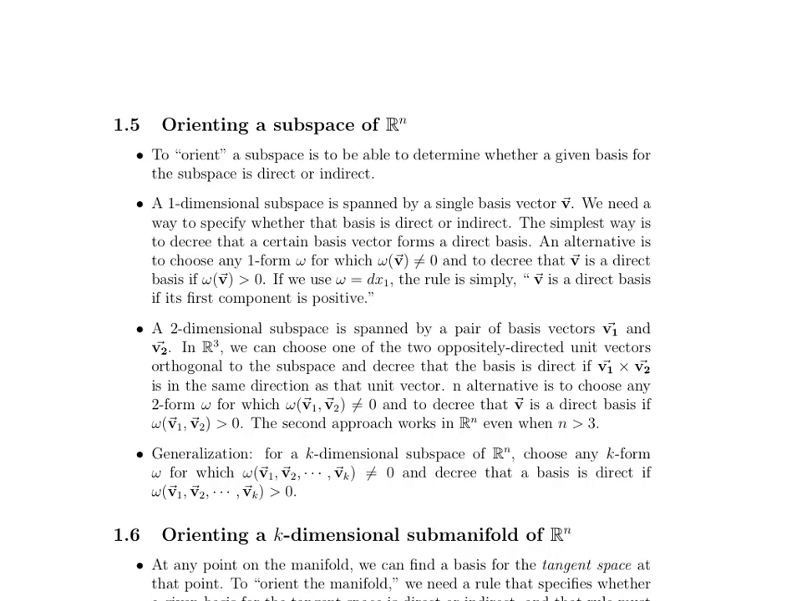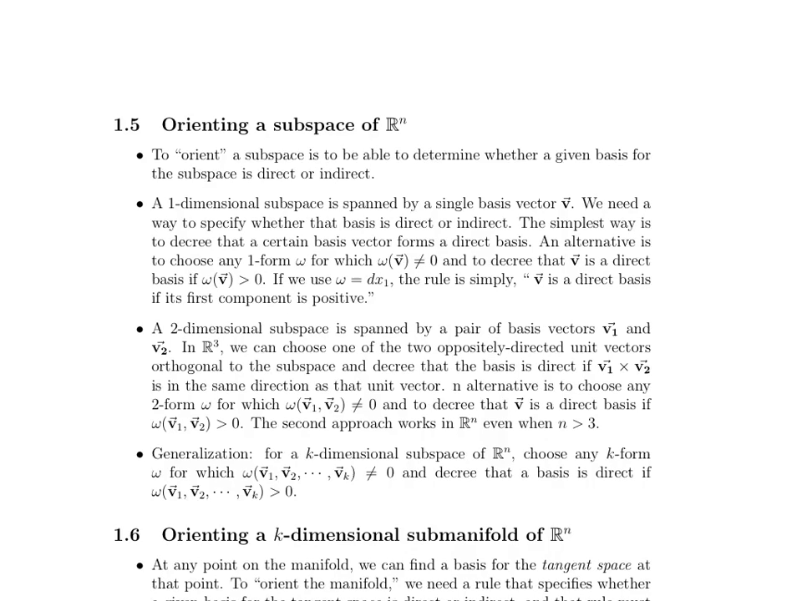Now the key to determining whether a basis is direct or indirect is called orientation. This is the process where we decide whether a given basis for a subspace is direct or indirect. So when you're dealing with a one-dimensional subspace, it's going to be spanned by a single basis vector. And you basically need to decide whether that basis is direct or indirect. And the easiest way is to decree, just say, this is going to be the direct basis. Anything pointing in an opposite direction is going to be the indirect basis.